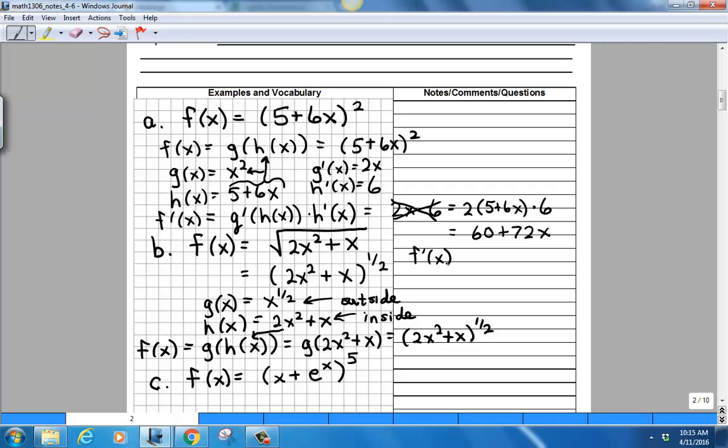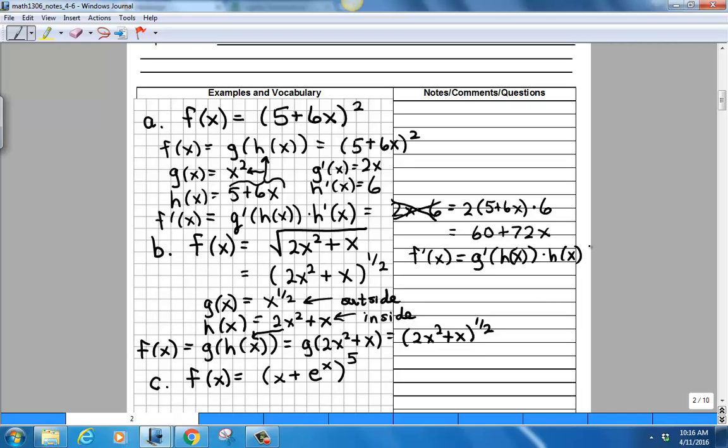And according to the chain rule now, how can you find the rate of change of the function f? All right? Well, the chain rule says, okay, that's easy. Just take the rate of change of the function g applied to the function h, and then multiply it by the rate of change of the function h. Okay? That's what the chain rule says.